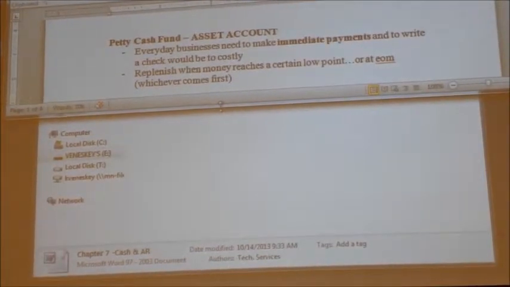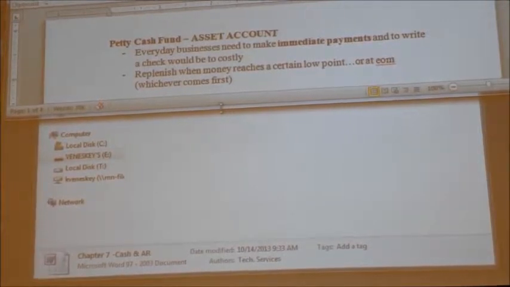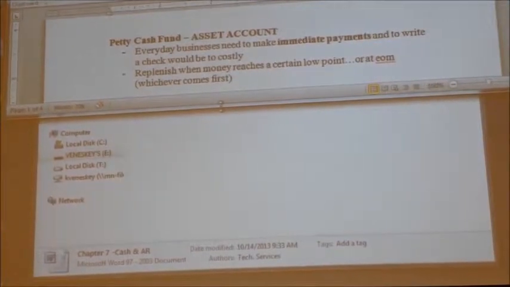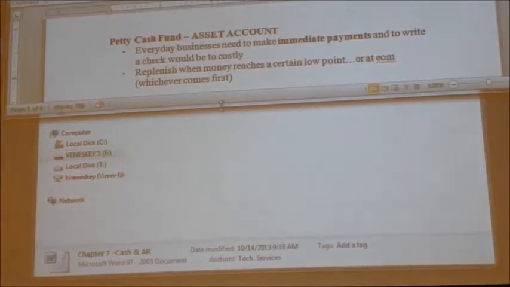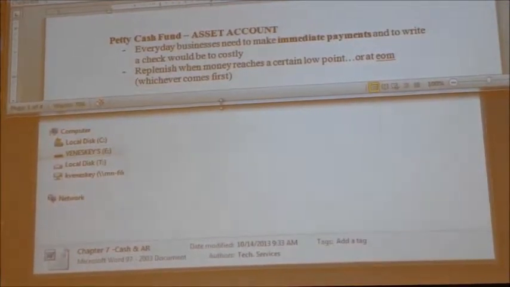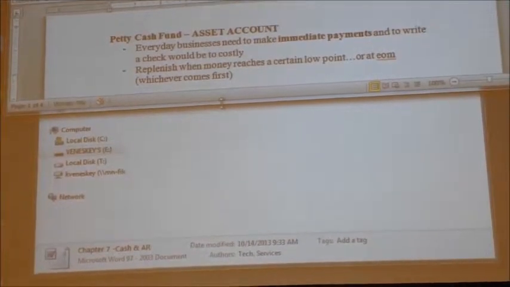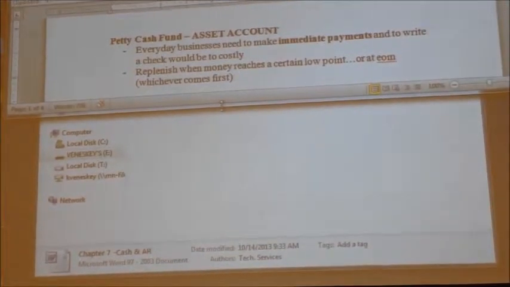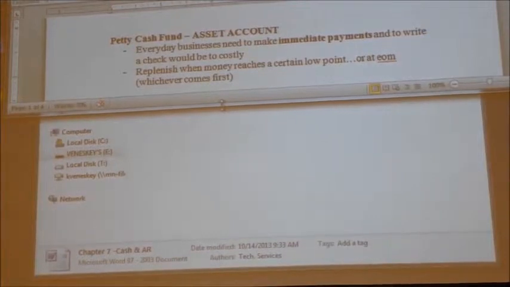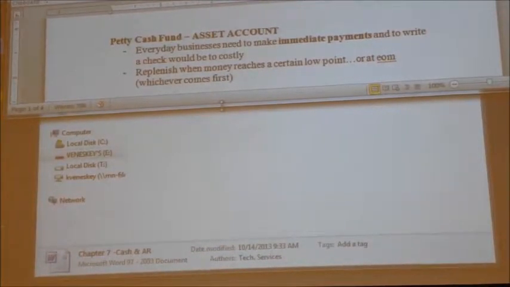business needs to make a quick payment and it's just kind of silly to write a check, or maybe the person who needs to sign the check isn't there, the owner or the office manager, you've got to be able to make some kind of small payments right away. Now, bigger payments, yeah, they need to have some approvals and they may need to wait.